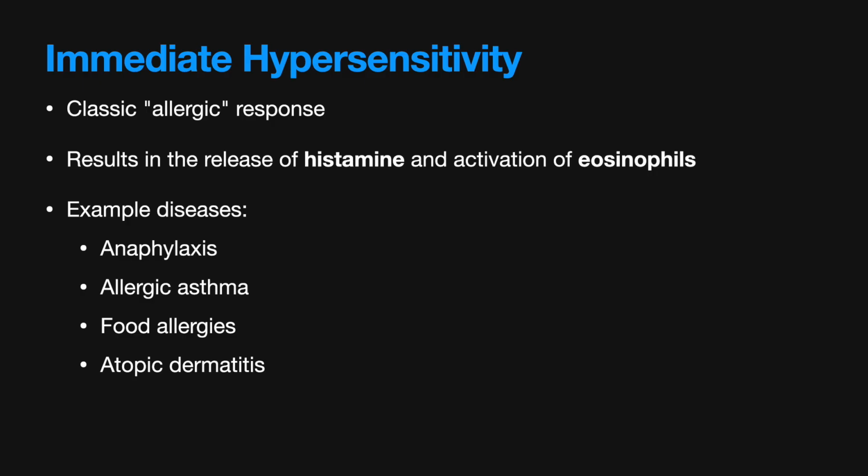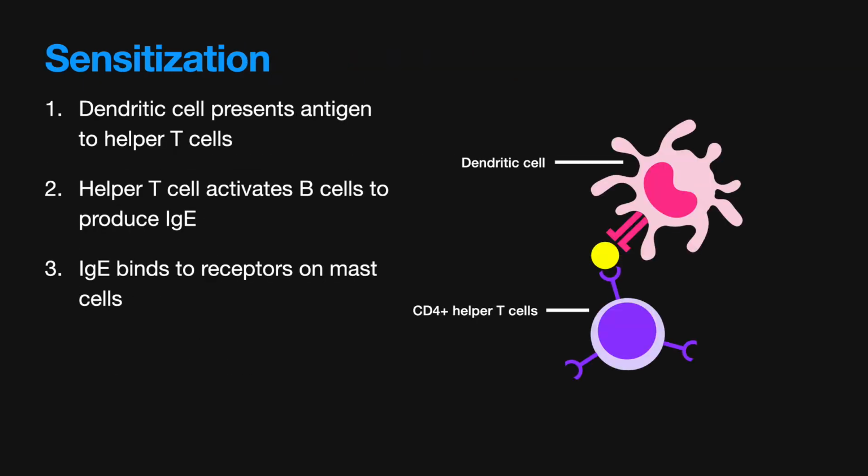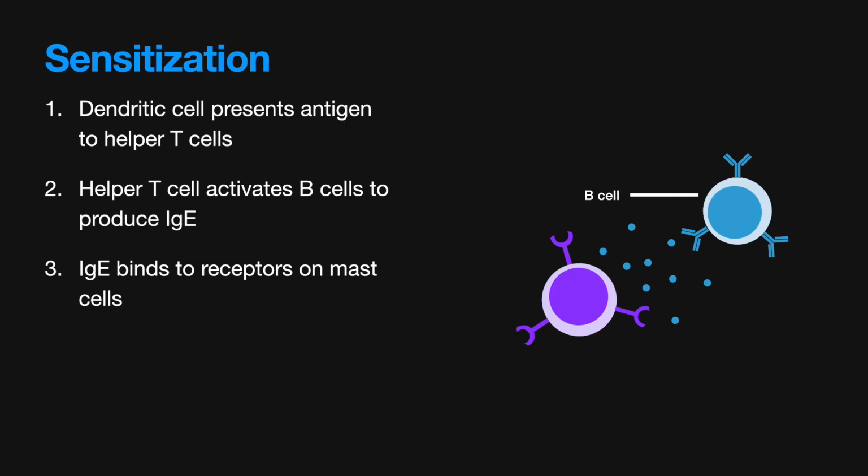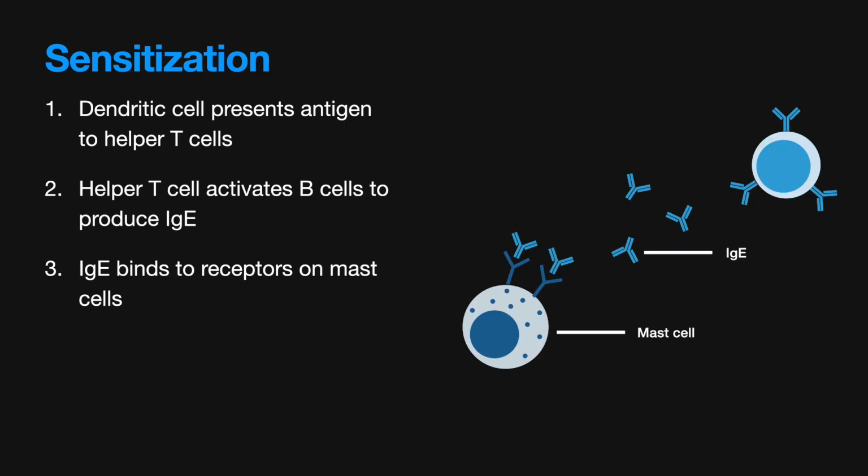Example diseases include anaphylaxis, allergic asthma, food allergies, and atopic dermatitis. The sensitization phase of this reaction begins with a dendritic cell presenting antigen to helper T cells. Helper T cells then activate B cells to produce IgE antibodies, which bind to receptors on mast cells.